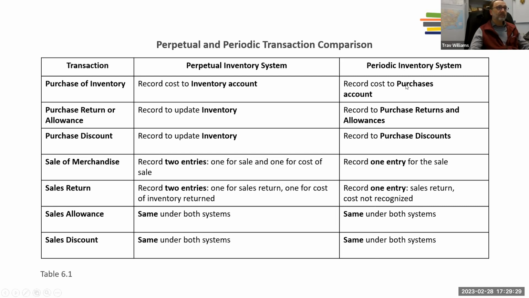Now in the periodic system, when you make a purchase, instead of merchandise inventory, you record it to purchases. If you get a return or an allowance, again, it's not merchandise inventory, it would be a credit to purchase returns and allowances in both cases. And if you get a discount, it would be credit to purchase discounts, okay? So this could also be helpful if you get stuck. You could look at this to figure it out.